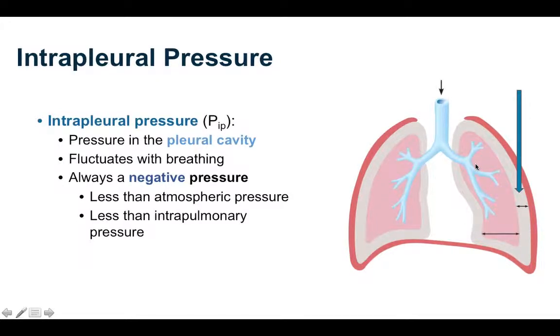Intrapleural pressure is the pressure that we find in the pleural cavity. The pleural cavity is the space in between the two pleural membranes, so between the visceral pleura that's lying on the outside of the lungs and the parietal pleura that's lying right on the inside of the thoracic cavity wall. The pleural space is right in between. That has its own pressure. That pressure is always going to be negative. It's always going to be a little bit below atmospheric pressure. It will rise and fall a little bit throughout the breathing cycle, but it will never equalize with atmospheric pressure.